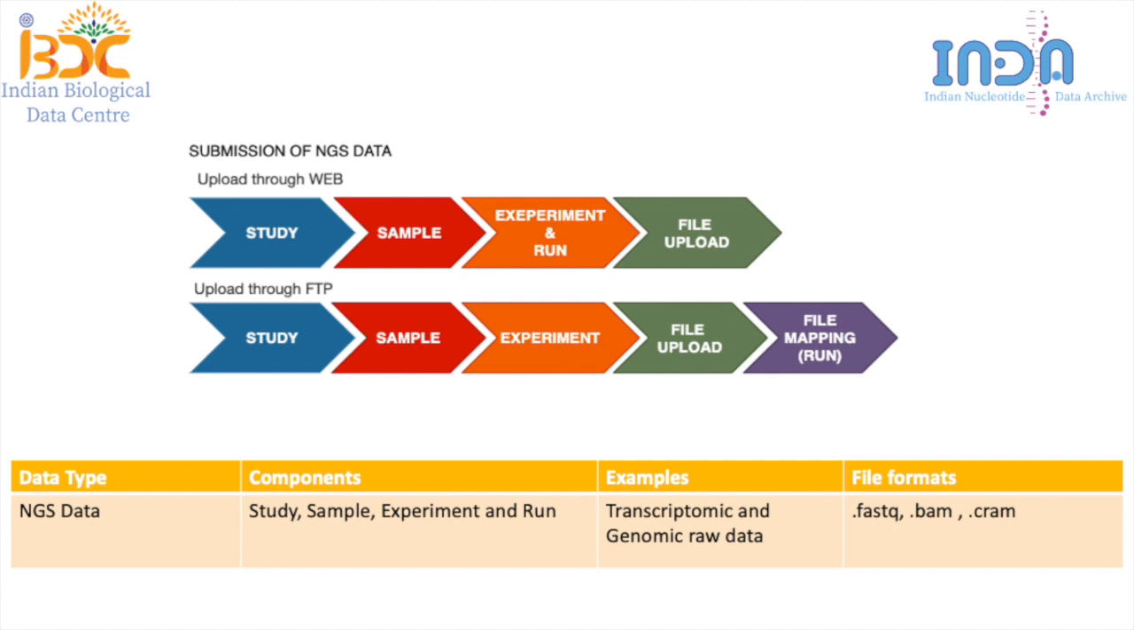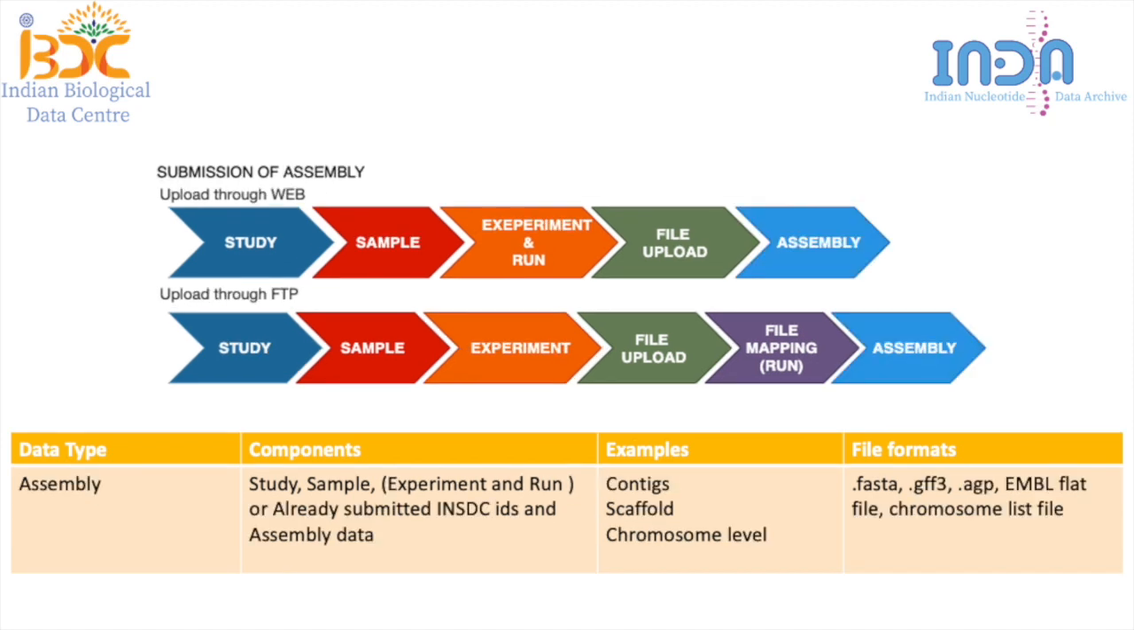Users can upload raw data generated from transcriptomic and genomic experiments in FASTQ, BAM, or in CRAM file format. For assembly submission, study, sample, experiment, and assembly files have to be submitted. Assembly using already submitted INSDC accessions for raw data can also be submitted. Contig, scaffold, and chromosome level assemblies can be submitted. The file types in the assembly submission are FASTA file, AGP file, GFF3, chromosome list, and EMBL flat file.